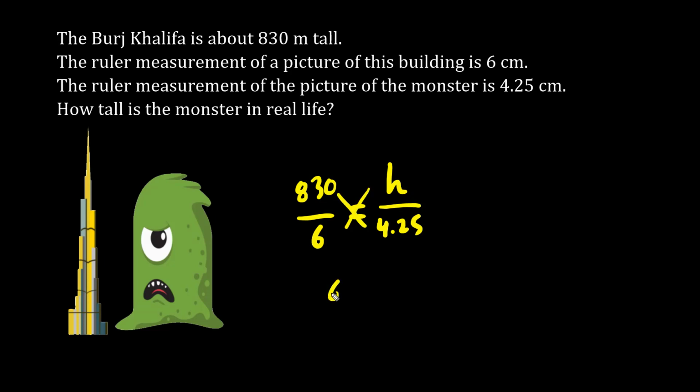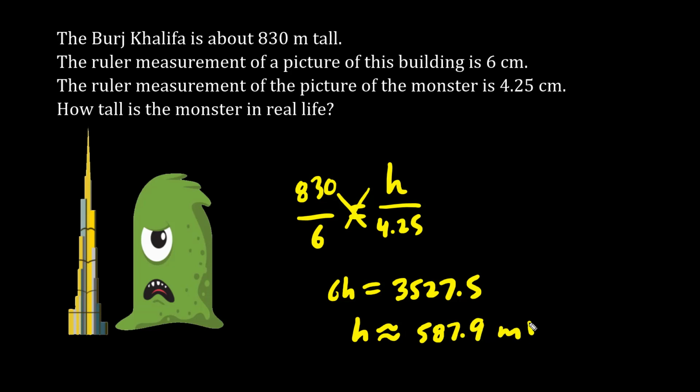Let's cross multiply. We have 6h equals 830 times 4.25, which is 3527.5, and divide both sides by 6. We get approximately 587.9 meters. So this is our final answer. We don't really have to worry about units in this problem, as long as the numerator has the same units and the denominator has the same units.